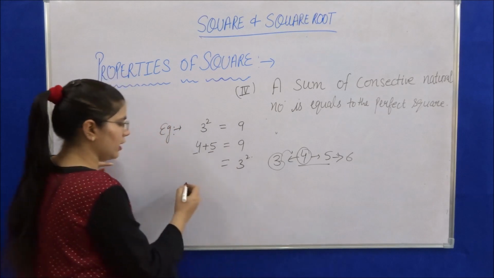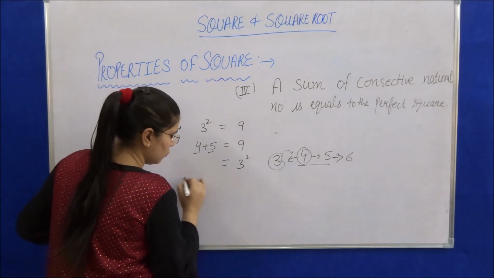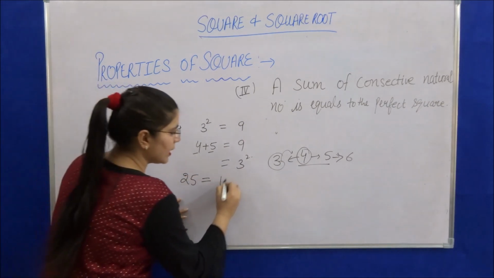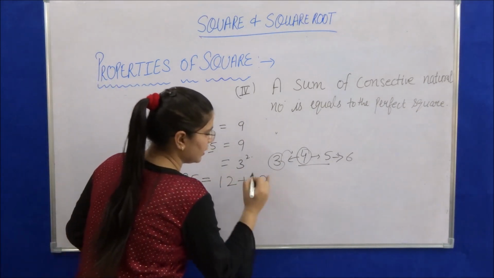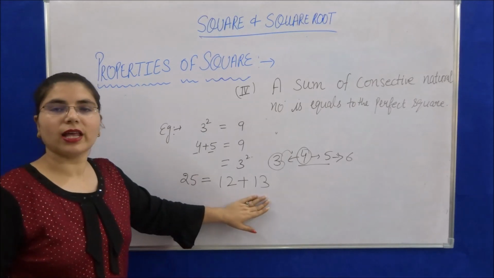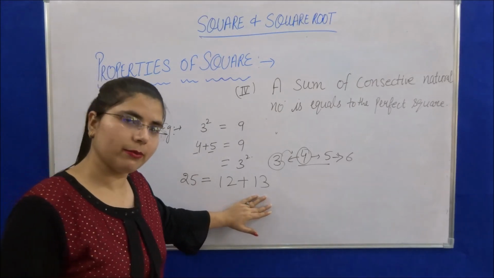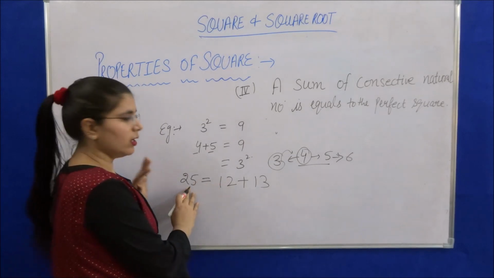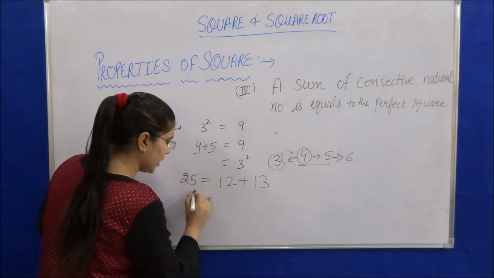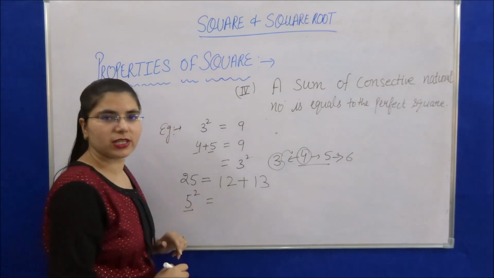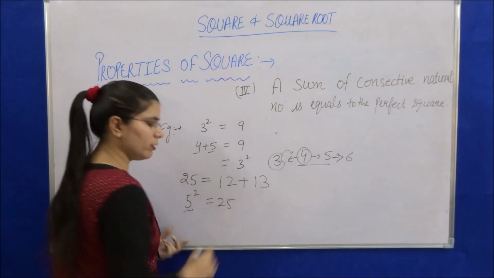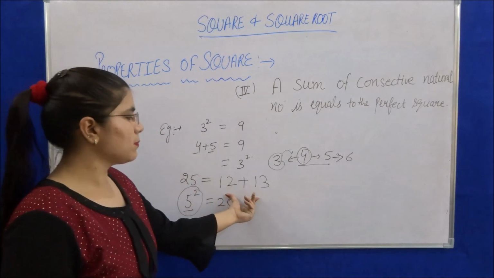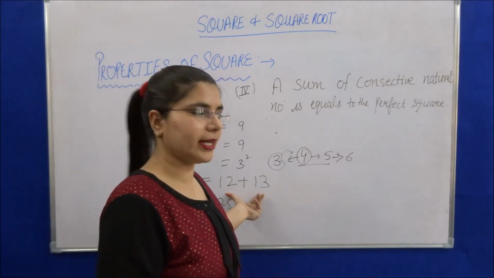In a similar way, if we consider 25, then 25 can be expressed as 12 plus 13. 12 plus 13 are the two consecutive natural numbers, and this can be written as a sum of 25. Now again 25 can be expressed as 5 square. That is 5 square is equal to 25. So this is a perfect square which can be expressed as sum of two consecutive numbers.